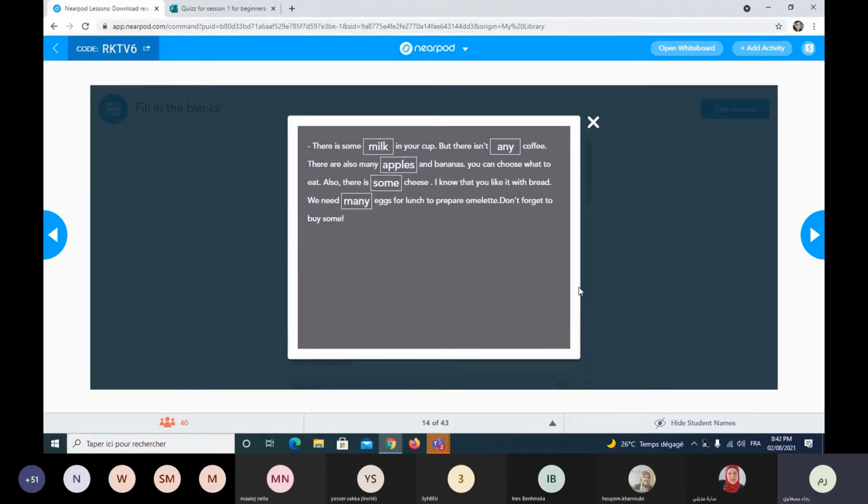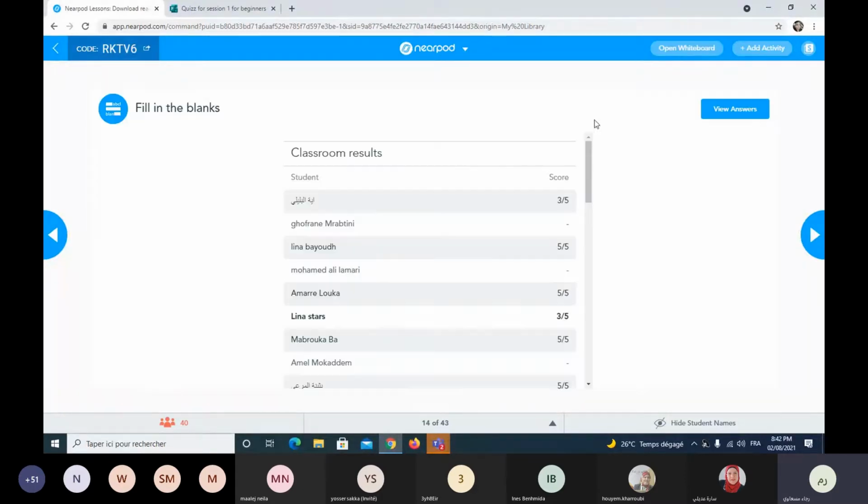There are also many apples and bananas. You can choose what to eat. Also, there is some cheese. I know that you like it with bread. We need many eggs. You see the S, plural. Many eggs for lunch. Very good. Okay, well done.